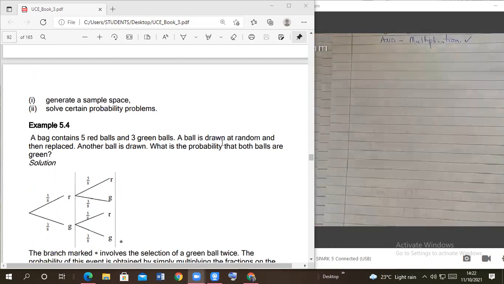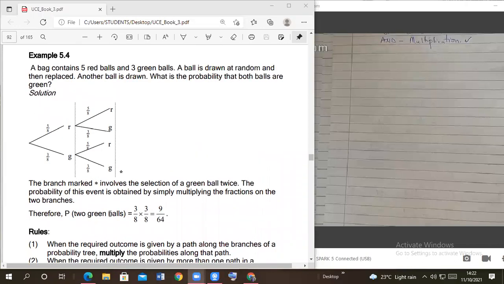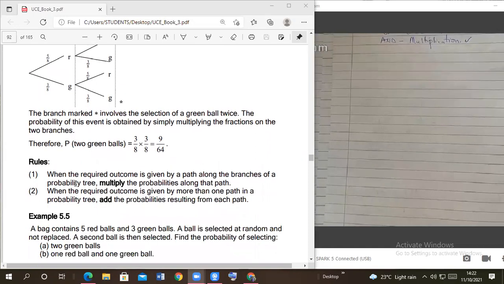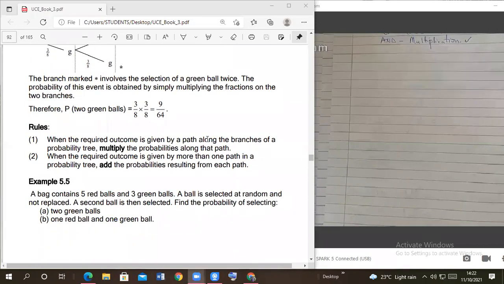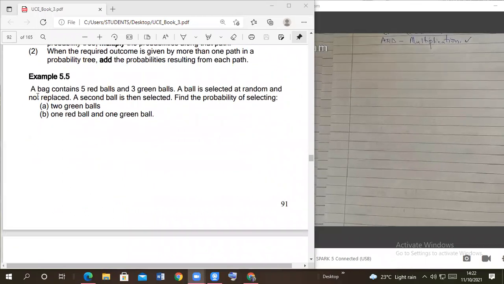This one is the same as we have done. Here they're asking, what's the probability of getting two green balls? That one is easy, what I've explained already. When the required outcome is given by the path along, multiply the probability along the path. When the required outcome is given by two or more, you add. That is it, "or". So let's look at this question here.